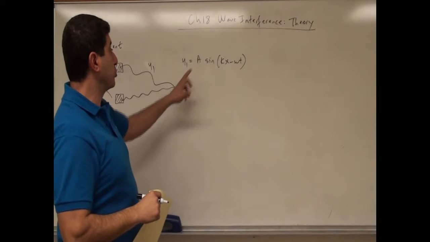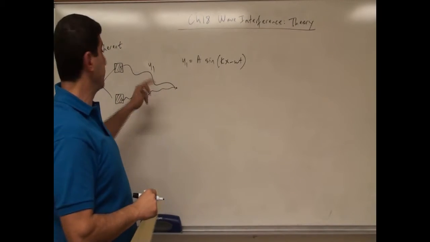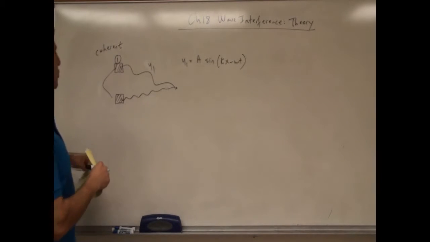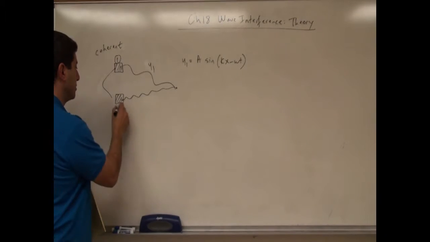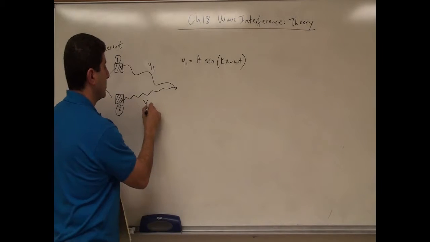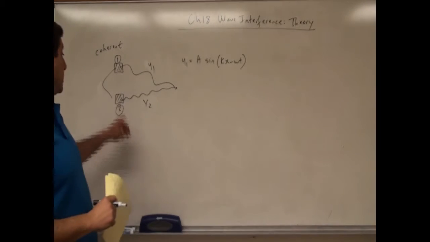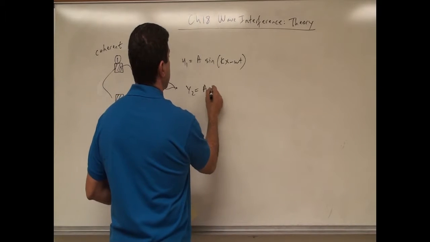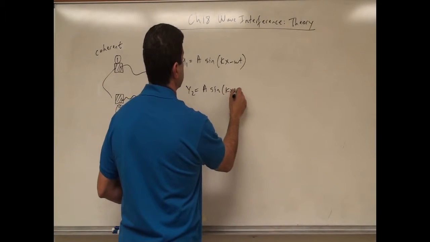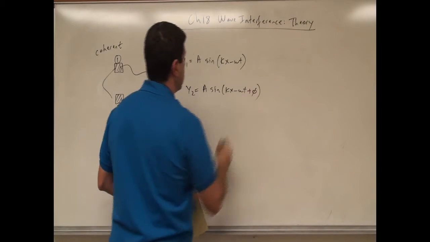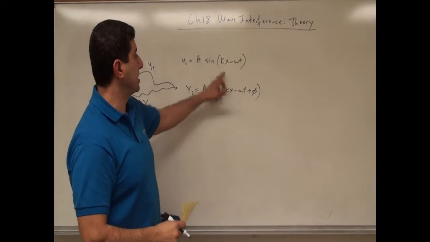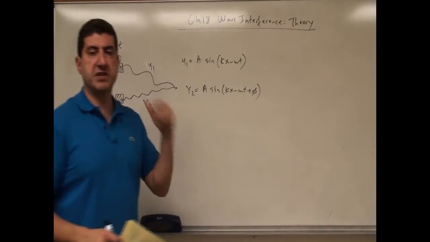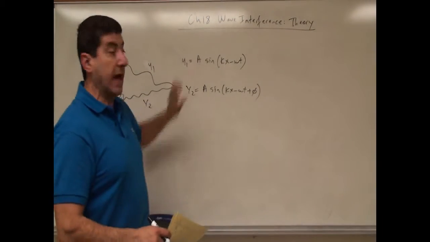y1 represents the equation of the wave coming out of the top speaker. Let's call this speaker 1, and this speaker 2, right? And then y2 will represent the equation of the wave coming from the bottom speaker, right? So y2 is A sine of kx minus omega t plus phi. So notice that I made their k the same. That means they have the same wavelength. Their omega is the same, that means they have the same frequency, and their amplitude is the same.